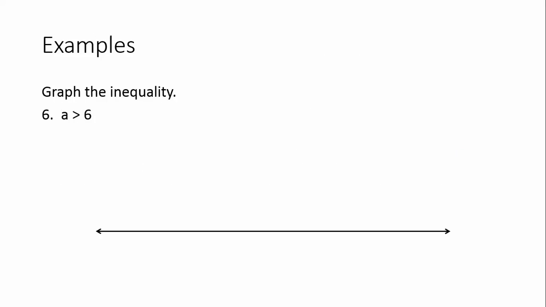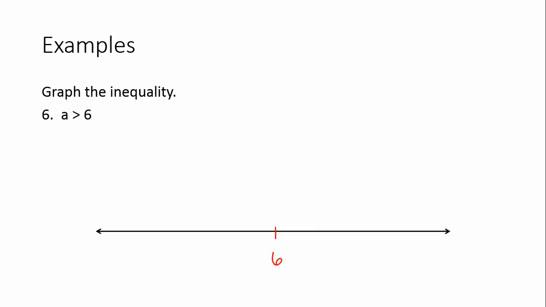So first we want to graph this inequality. We have a is greater than 6. So we have our variable on the left, so we can go ahead and just graph this inequality. The first thing we want to do is plot 6 in the middle of the number line.